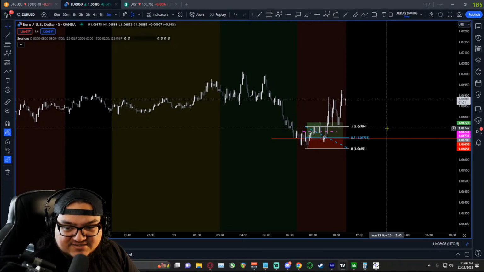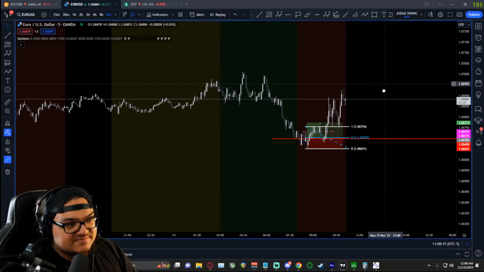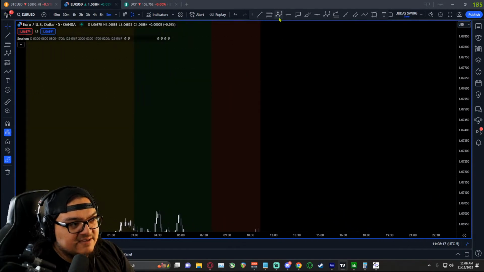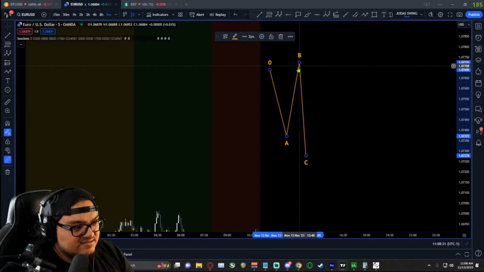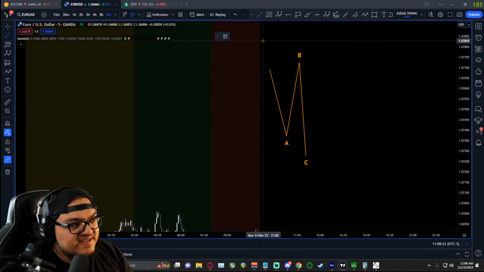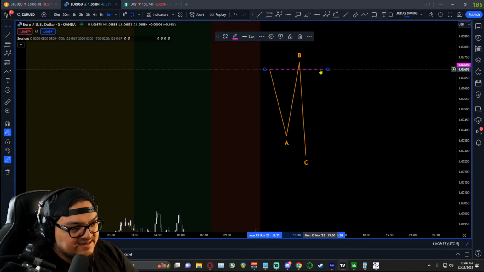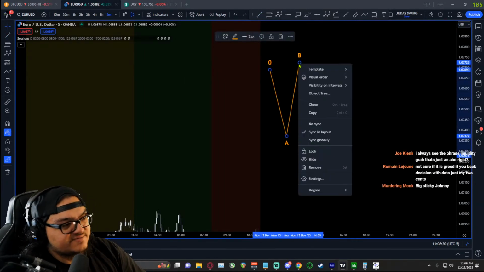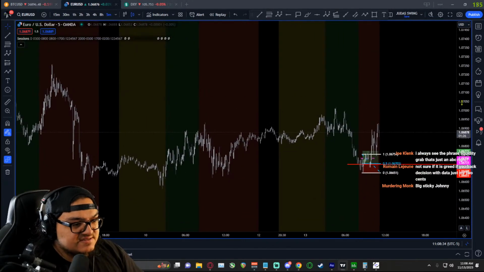I always see the phrase liquidity grab. That's just an ABC, right? Yeah, for the most part, it's just an ABC. Sometimes in Elliott Wave theory you have something called flats. An ABC flat in traditional Elliott Wave theory is sometimes considered a liquidity sweep in ICT's terms, but the majority of them are just ABCs.